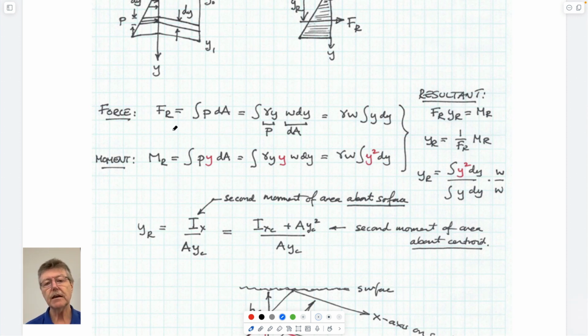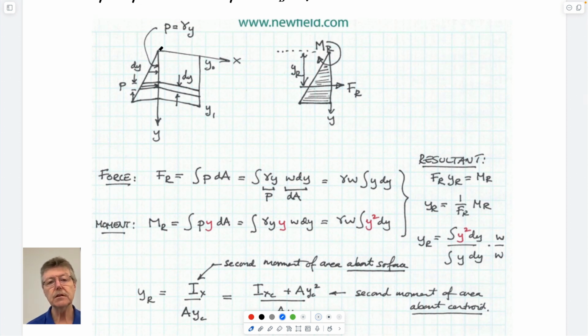We can also take the magnitude of the force and derive it, and we end up with this expression. What we can also do is take moments around any point. For instance, we could take the moments around here. Red would be a better color.